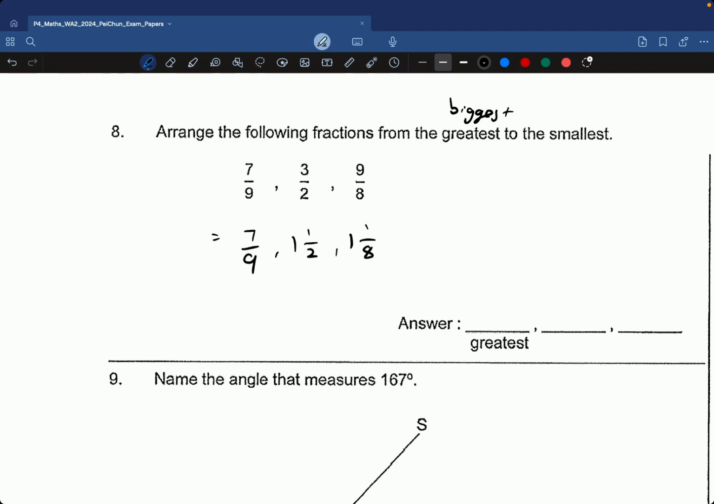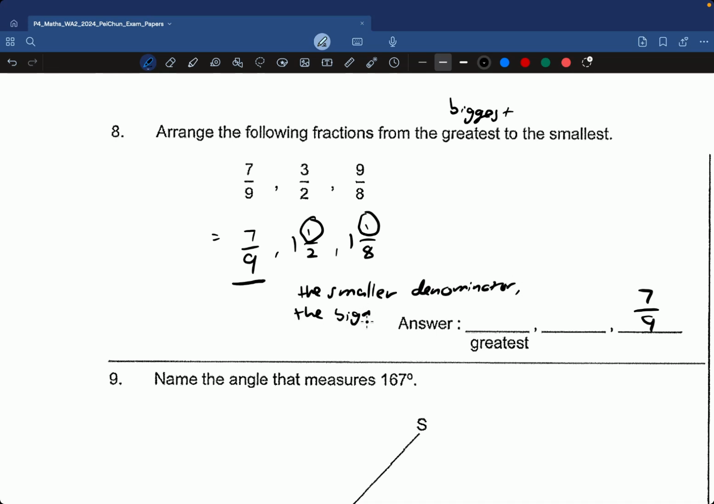So I think you know that since 7 over 9 does not have a whole number, it is the smallest in this case. Now, since we have the same numerator, we always say that the smaller the denominator, the bigger the fraction.